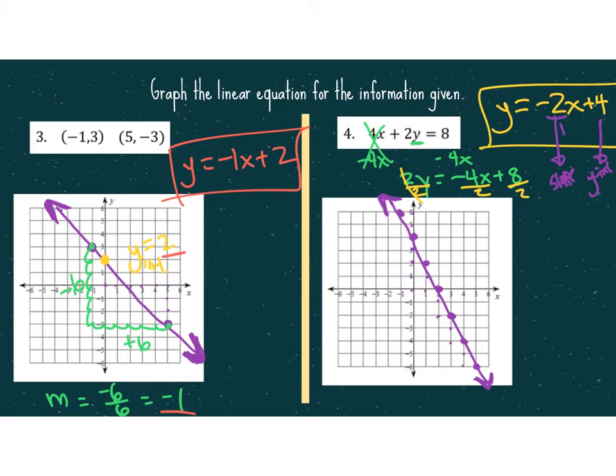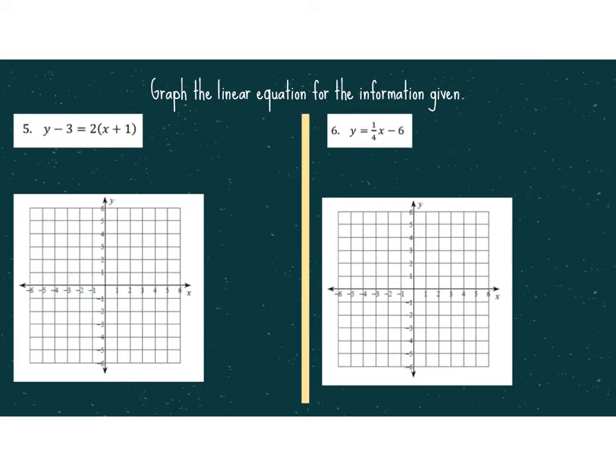All right, moving on, next one. Let's take a look at this example, number 5. I have y minus 3 is equal to 2 times the quantity of x plus 2. And again, I don't have the graph in slope-intercept form. I don't have y by itself yet. I have to start by doing that distribution. So that's going to give me y minus 3 is equal to 2x plus 2.